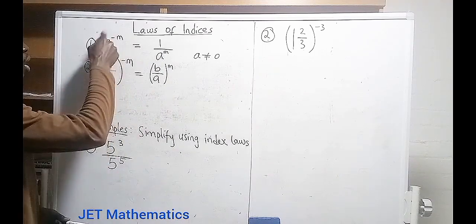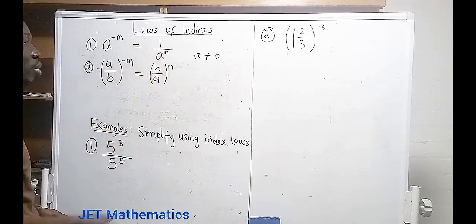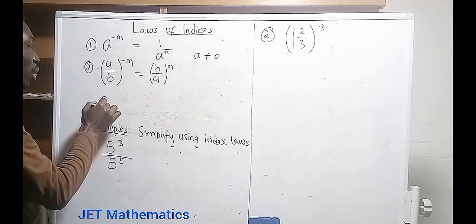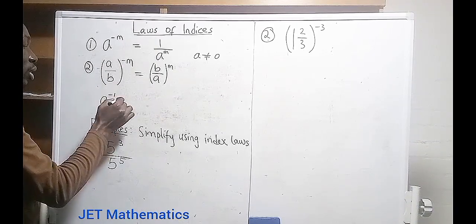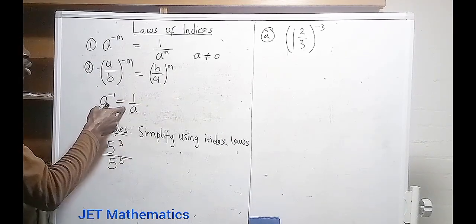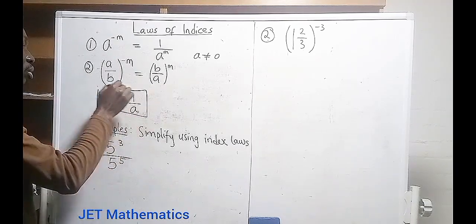Okay, so when you have an expression like this, you can translate it to this form. A special case of this is when you have a raised to the power of minus 1. You just write 1 over a. So this is a special case of this form. You can take note of this.